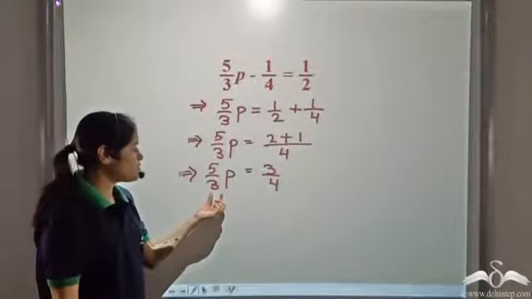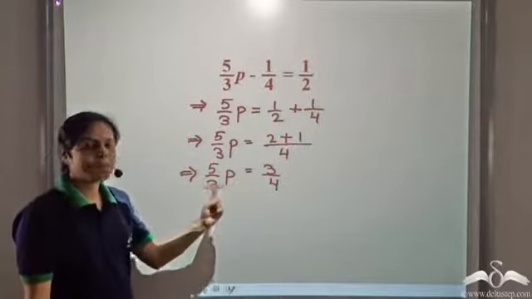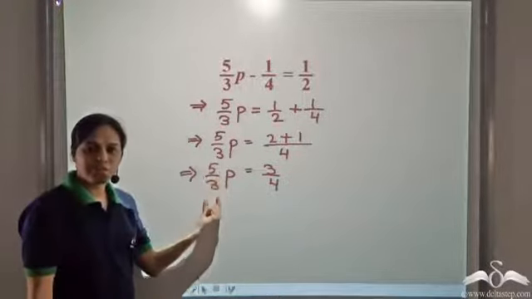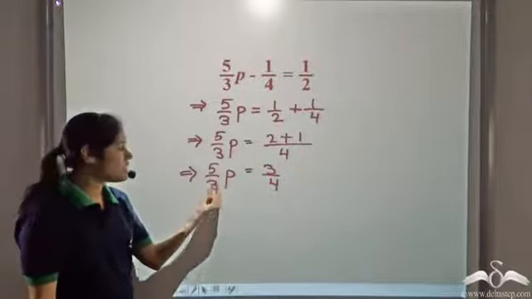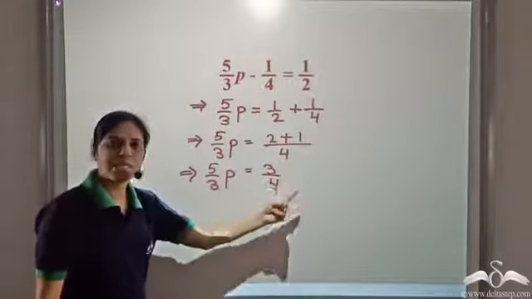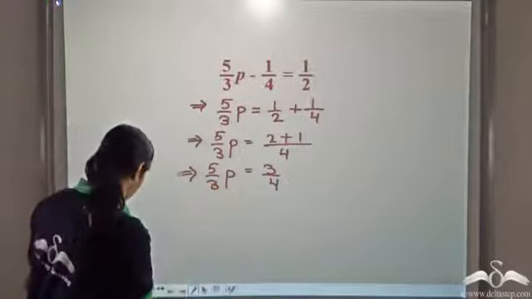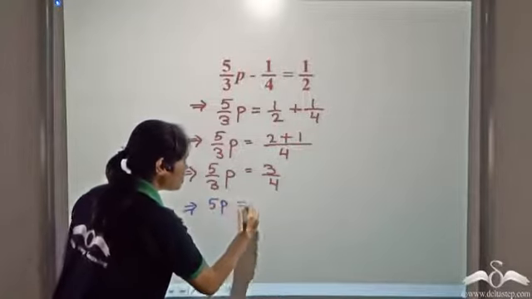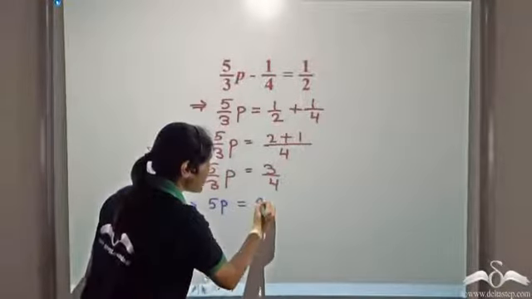Now we need to transpose 5 and 3. 5 is multiplied with p and 3 divides 5p. So what should we transpose first? Well, we can transpose any of these first. So 3 when taken to this side becomes multiplication. 5 when taken to this side will become division. So let us transpose 3 first. So we get 5p is equal to, this side will be 3 by 4 into 3, that is 9 by 4.